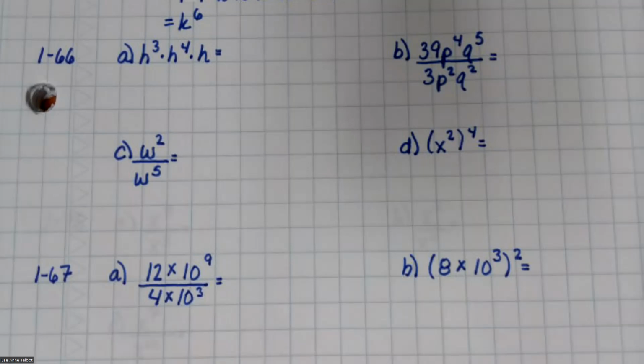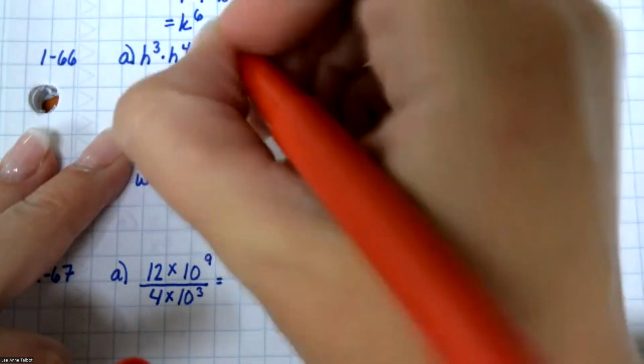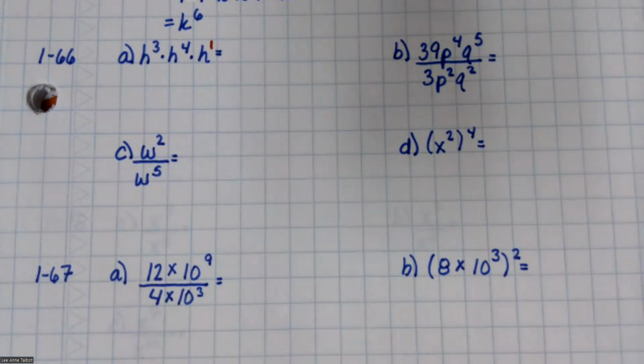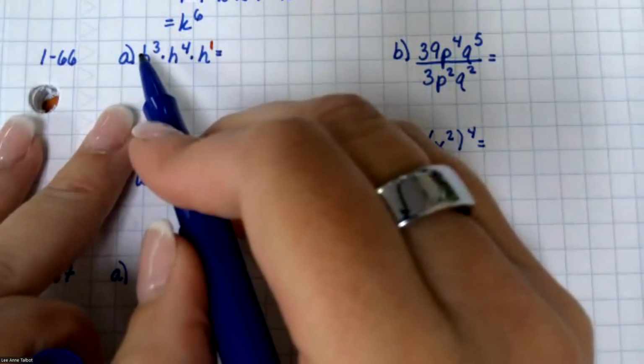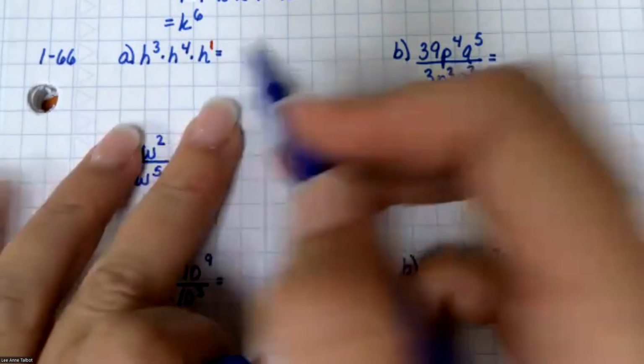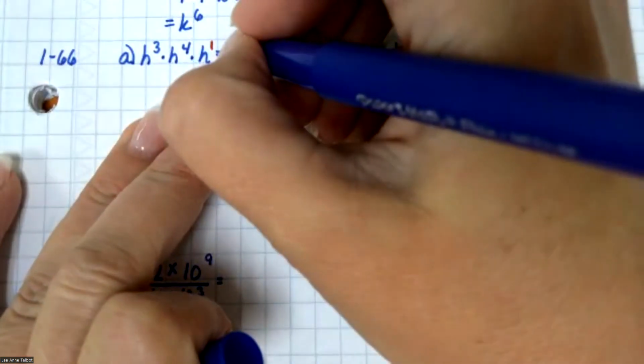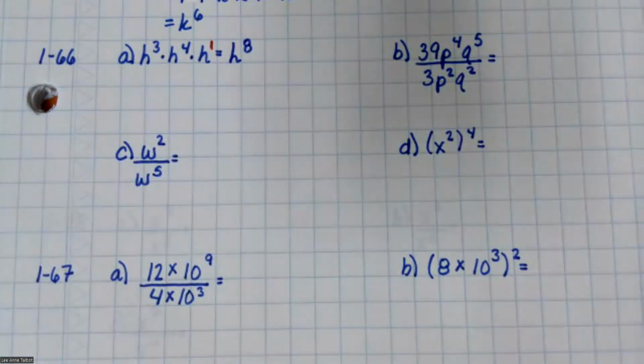Right, guys, you know how to do 66A already? Do you know how to do it without writing it all out? Okay, so what I like to do for this one, I'm just gonna put a little baby 1 there in a different color because I want it to show that it was not in the original problem. I say I have 3 H's and 4 more H's and another H. How many H's total? 8. Done.